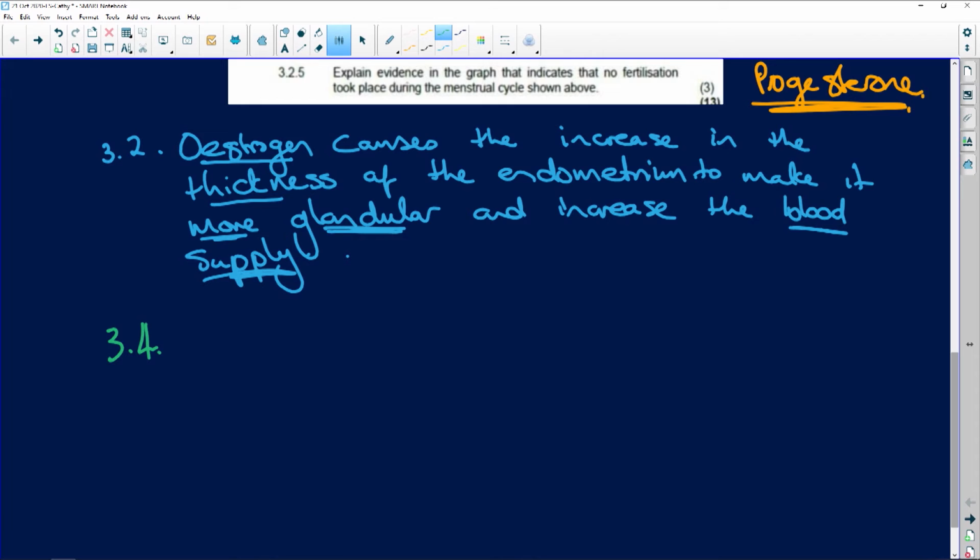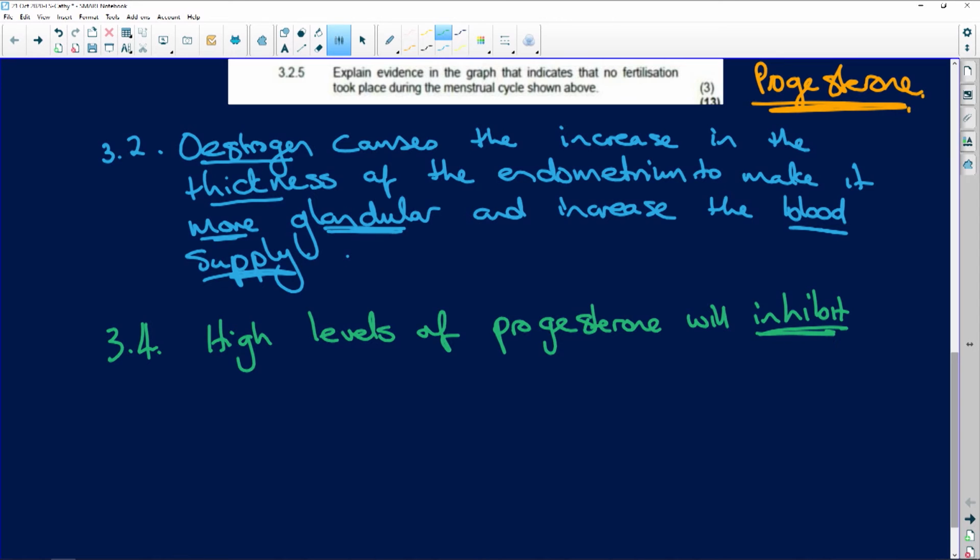You must say that your high levels of progesterone will inhibit. Now, people, inhibit is not the same as stop. If I stop someone, I put a big sign there and say, stop, you can't move. Not allowed to do anything. But if I inhibit them, it would be like putting my arms around them and holding them for a couple of minutes. I'm not stopping them. I'm inhibiting them. And then as soon as I let go, they can now move again. So high levels of progesterone will inhibit, and that's the important word here.